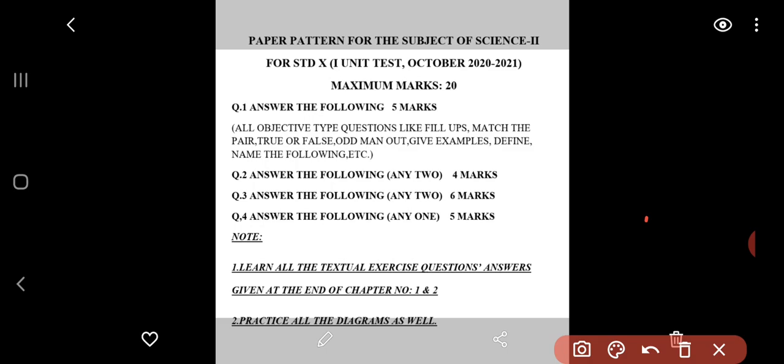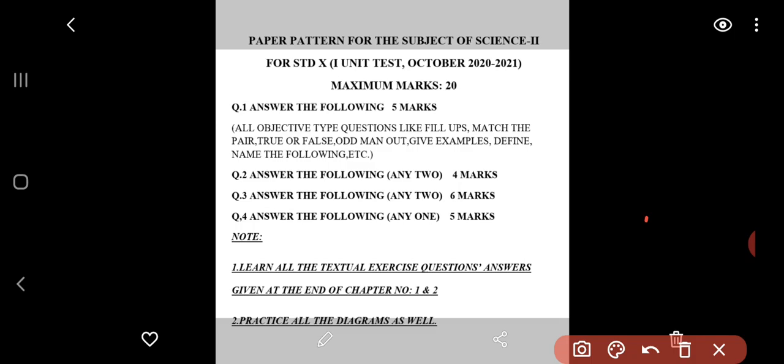Then for question number 3, the total marks are 6, and for this again you will be asked 3 questions. Out of those 3 questions you are supposed to write any 2, each carrying 3 marks. Here you are expected to write at least 6 points. And for question number 2, the answers which you write, you must write at least 4 points so that you can get 2 marks for each correct answer.